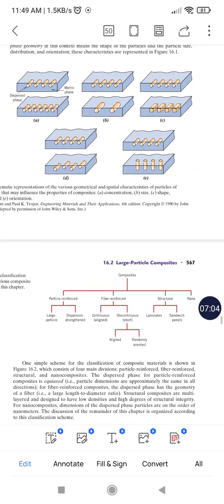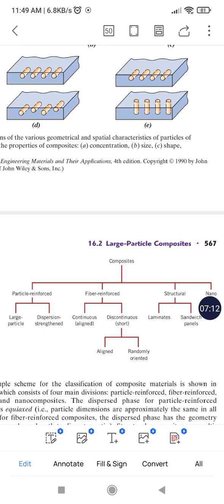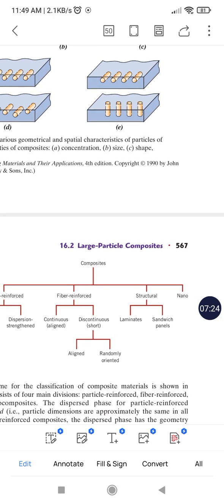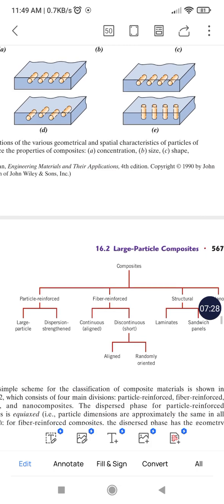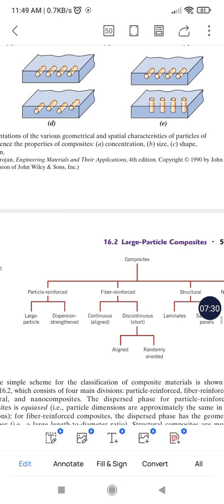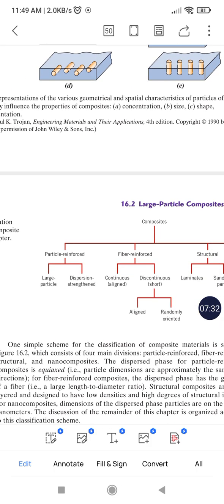First of all, let us differentiate between different types of composites. Composites are of three types, mainly four types actually. The first one is particle reinforced, the second is fiber reinforced, the third is structural composites, and the last is nanocomposites. Let us first look into particle reinforced composites.